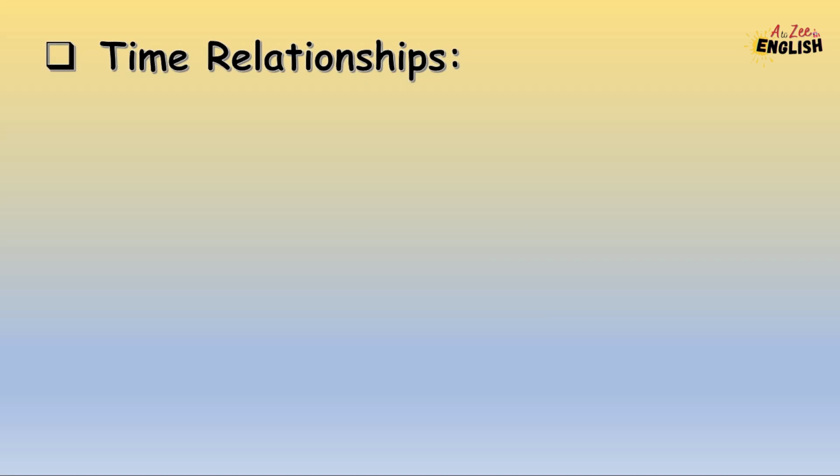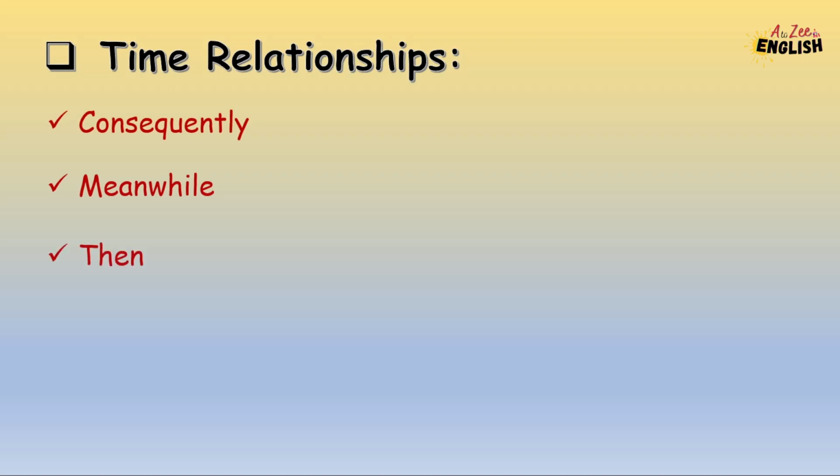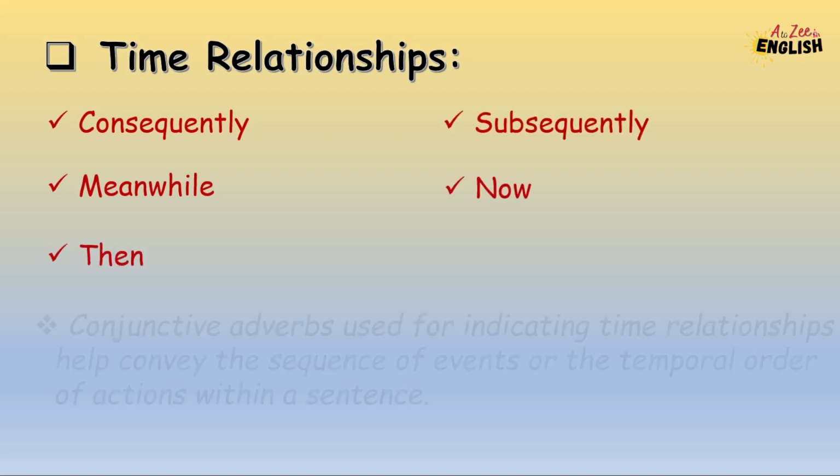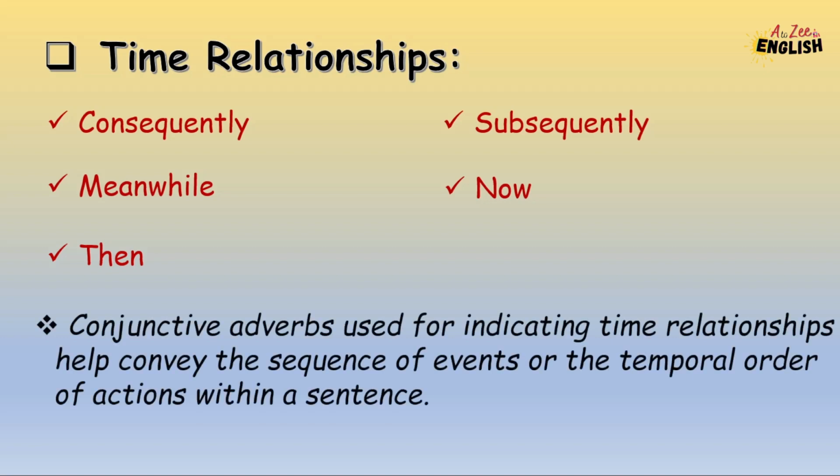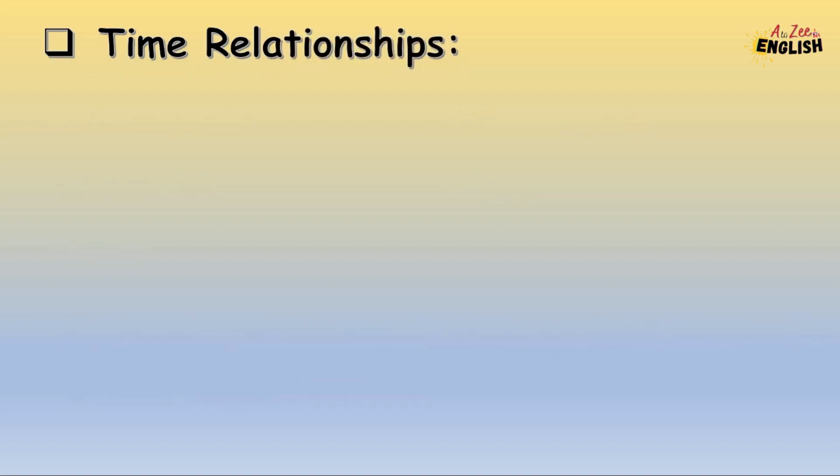The first one is time relationships. Time relationship adverbs are consequently, meanwhile, then, subsequently, now. These adverbs are used for indicating time relationships, helping convey the sequence of events or the temporal order of actions within a sentence. Here are some examples of time relationships.